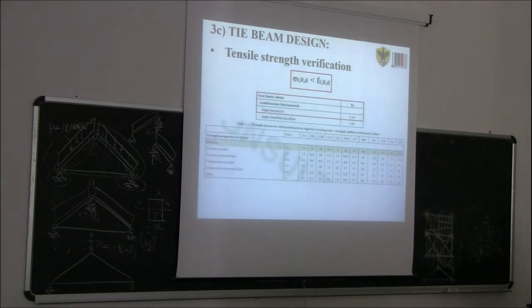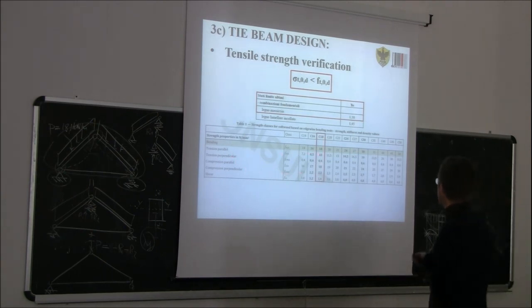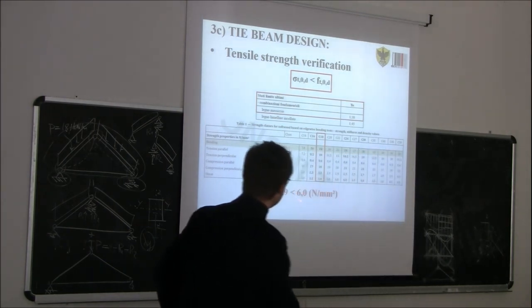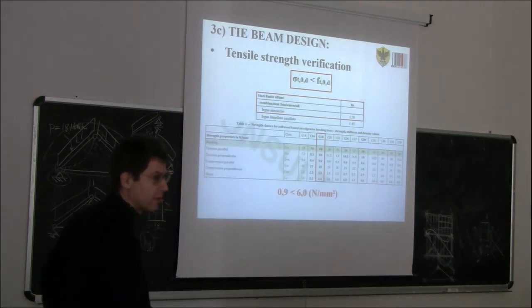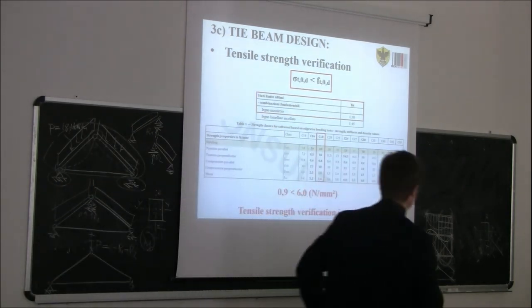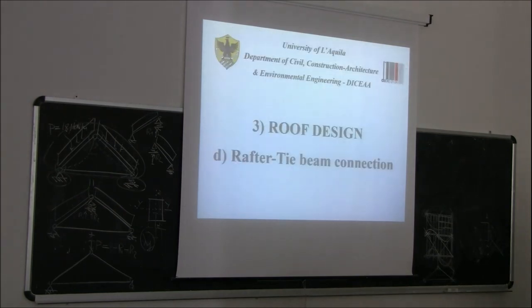So in the end, this is the tensile strength, you see? Tension parallel to the grain 10. So 0.9 maximum stress, 6 strength. So the ultimate limit state of tensile strength is satisfied. Okay? So with this, basically, we have completed the design of the roof in terms of purlin and truss system. The same, rafter and tie beam.